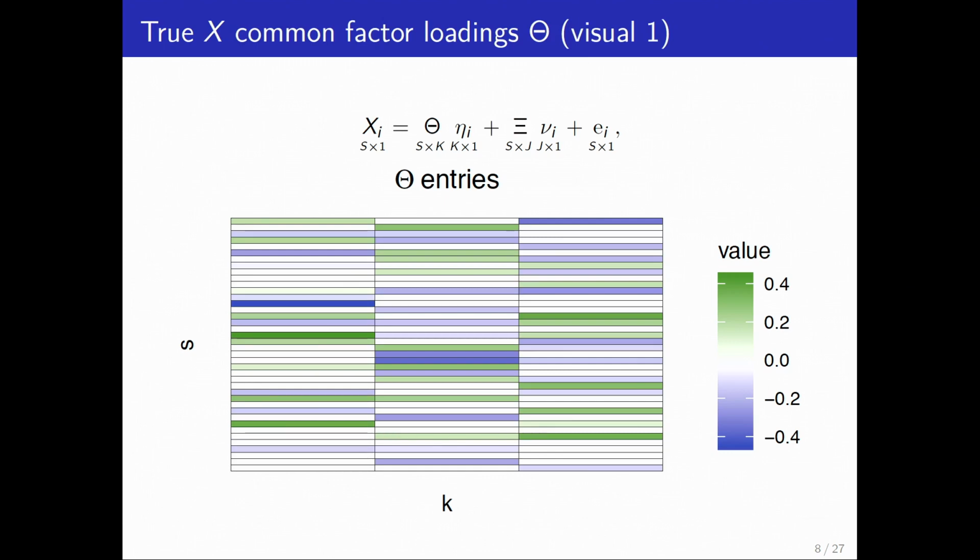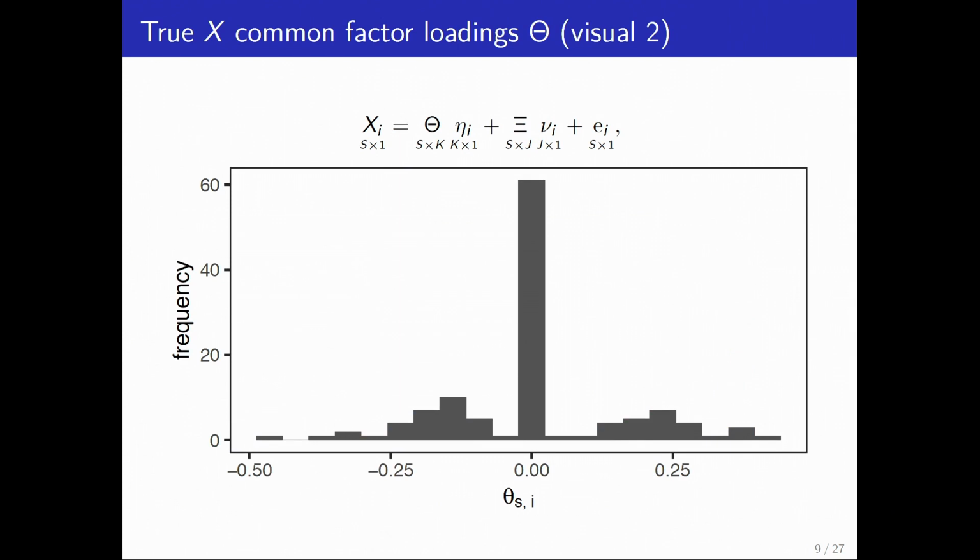Here's a quick visual of the entries of theta. The thing to note here is that we do have sparsity in our true theta matrix, so we have lots of white. And you can see that in another way here. We have a lot of concentration right at 0, and then we have some non-zero entries. And so our horseshoe prior should be able to recover this, we hope, well.